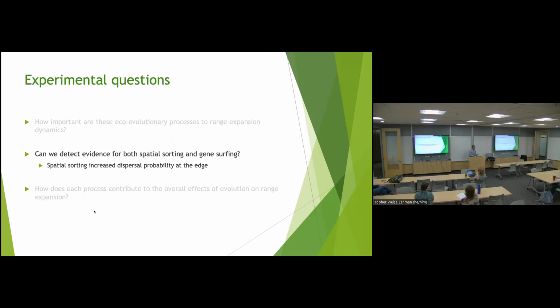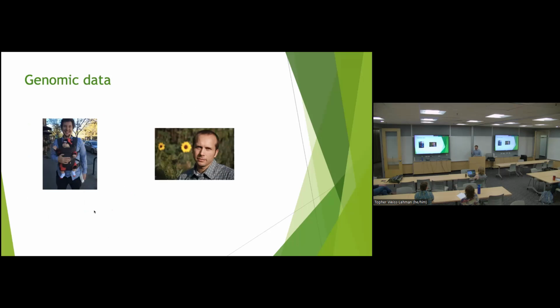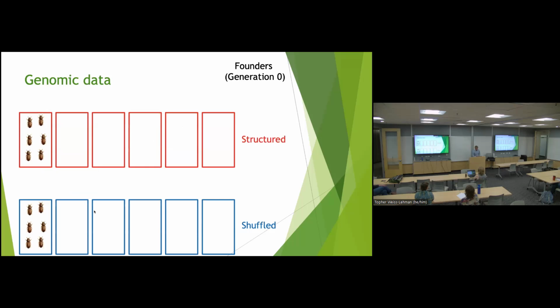To get at evidence for gene surfing, though, we had to take a bit of a different tack, and this is where the genomic data comes in. So these are analyses that were done with a lot of help from Silas Titus and Nolan Kane here at CU. And essentially what we did is from these landscapes, we saved beetles from the first generation, from generation 0, for later DNA extractions.